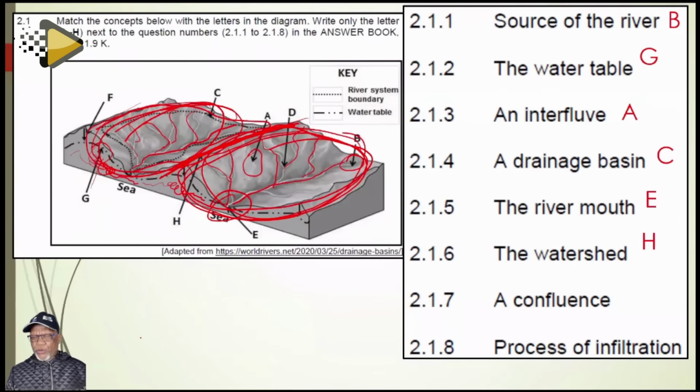Then we have a confluence. What is a confluence? Confluence is at number D. This is our D. So a confluence is where two streams join. It can be a mainstream and a tributary, a tributary joining the mainstream. That point is called a confluence. Or it can be where two tributaries are joining each other. So long as the streams are joining, that point is called a confluence.